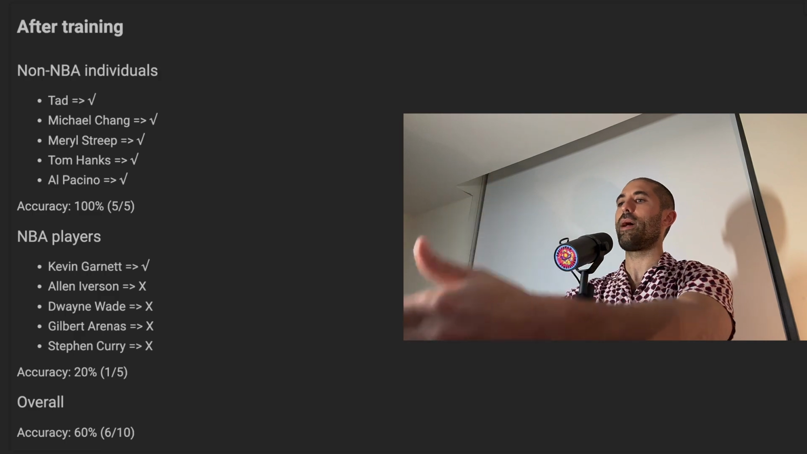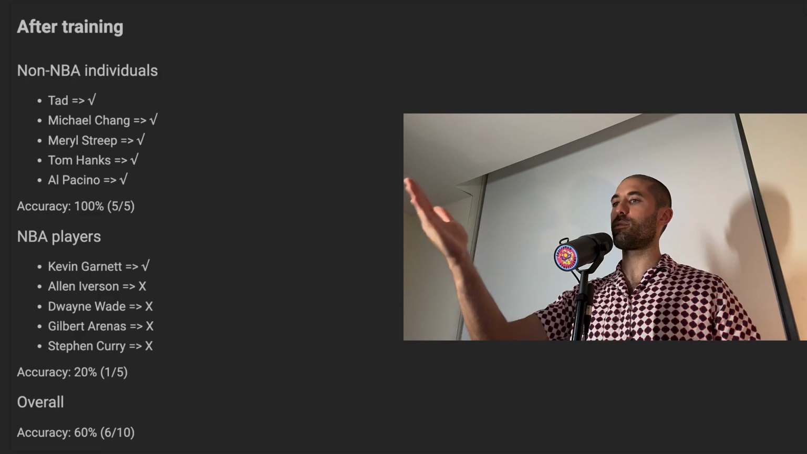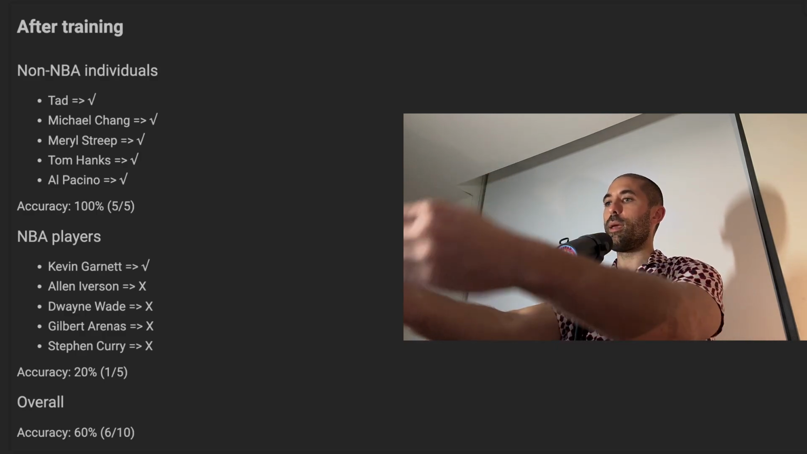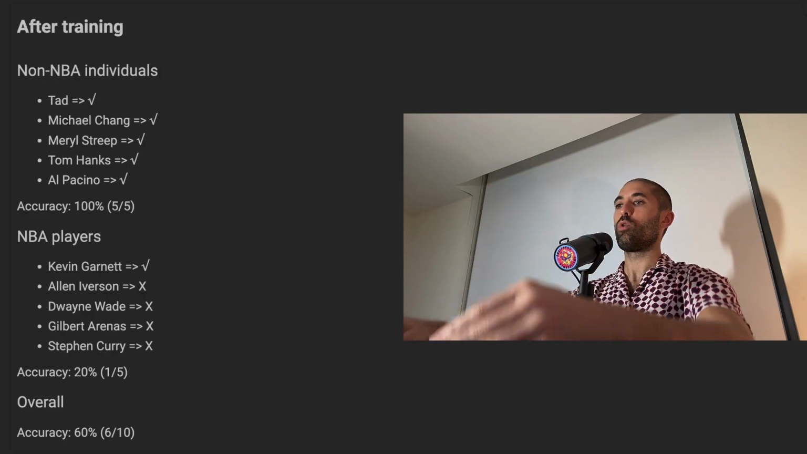The results are still quite bad, but you can see we have improved. We're up from 50% accuracy to 60% accuracy. You can see the non-NBA individuals are now being correctly labeled. And of the NBA players, you see that the only one whose weight and height strongly indicate them to be an NBA player would be Kevin Garnett.